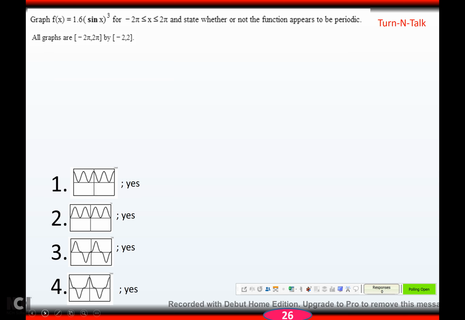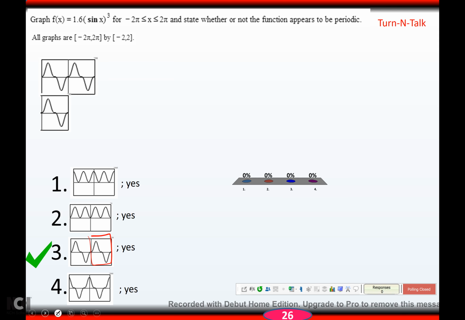Okay, so it says graph this and state whether or not it appears to be periodic. So hit pause, come back when you're ready, and you should have gotten 3. If you type that in, you get this picture. If I pick up this side and put it next to this, they look the same, so yes, it is periodic.